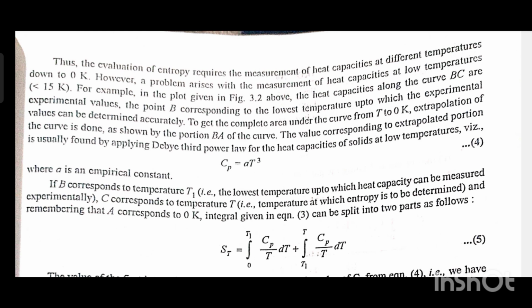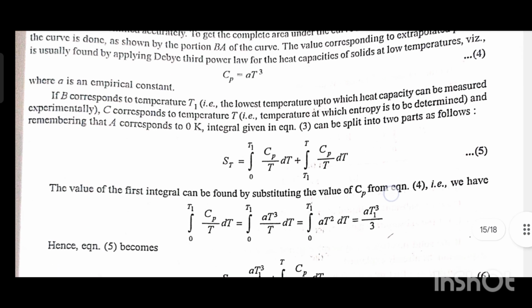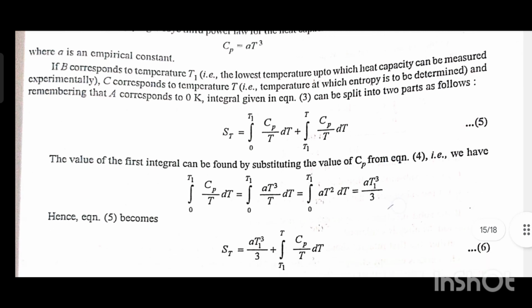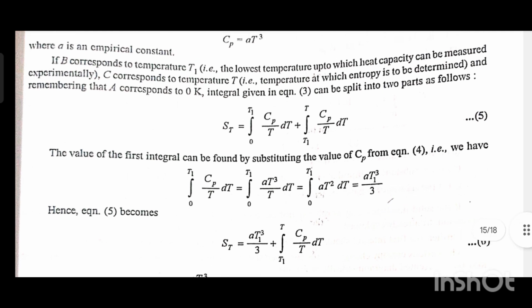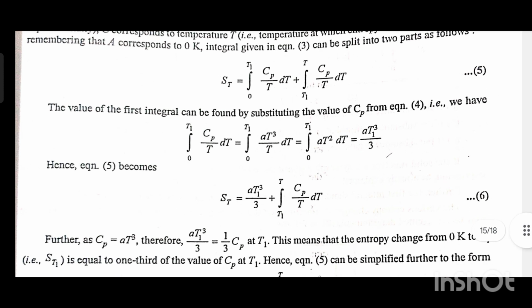The value corresponding to the extrapolated portion is usually found by applying the Debye third power law for the heat capacities of solids at low temperature: Cp equals AT cubed, equation 4, where A is an empirical constant. If B corresponds to temperature T1, that is the lowest temperature up to which the heat capacity can be measured experimentally, and C corresponds to temperature T, that is the temperature at which entropy is to be determined, and remembering that A corresponds to 0 Kelvin, the integral given in equation 3 can be split into two parts as follows: ST equals integral from 0 to T1 of Cp upon T dT plus integral from T1 to T of Cp upon T dT, equation 5.